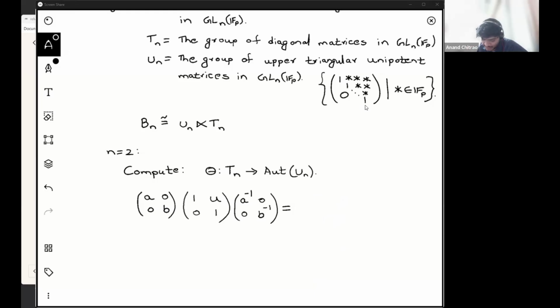It's just plain matrix multiplication. What's the product of the first two matrices? So (a, au; 0, b). Then you multiply that by (a inverse, 0; 0, b inverse). What do you get? This entry is 1. The next entry is a by b times u. Then the next entry is 0, and the final entry is 1.